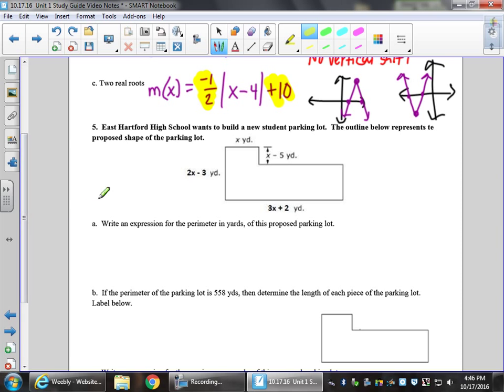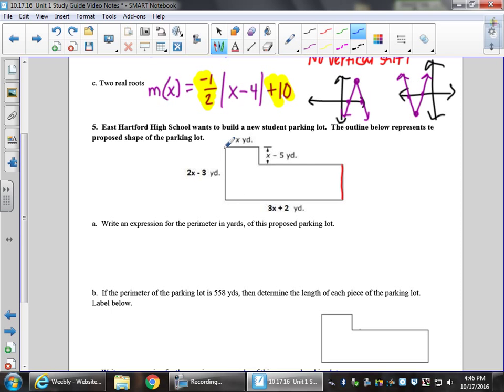East Hartford High School wants to build a new student parking lot. The outline below represents the proposed shape of the parking lot. So I have 2x minus 3 yards here, x yards, x minus 5, 3x plus 2. Write an expression for the perimeter in yards of this proposed parking lot. Well, I know perimeter is adding up all my sides, but I think I'm missing a side. I got this side, I got this side, I have this one, I have this one. I don't have this one.